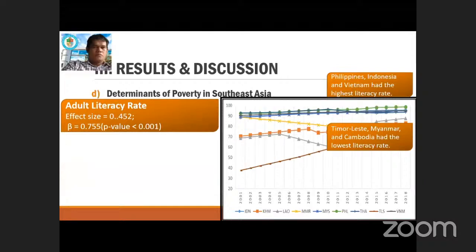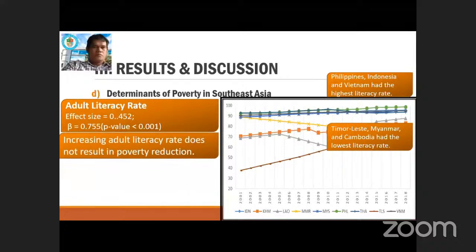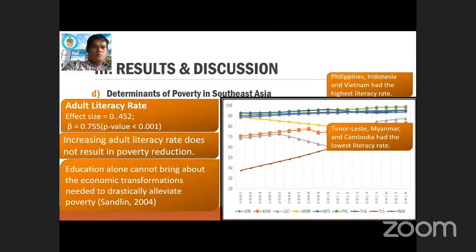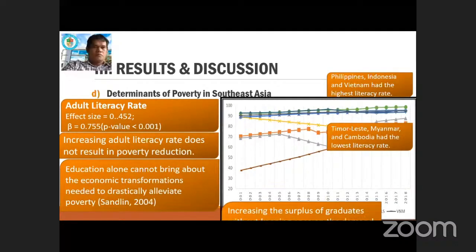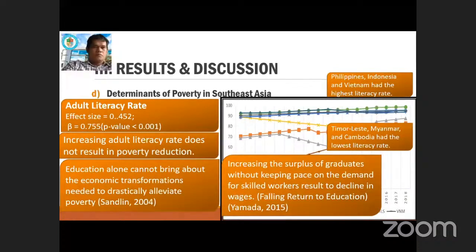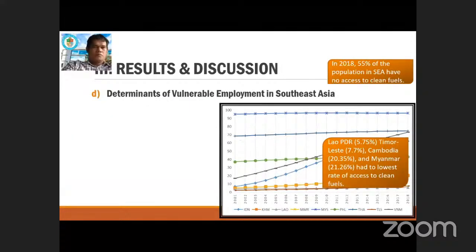Adult literacy is a significant predictor of poverty in Southeast Asia. However, the model points out that increasing adult literacy does not reduce poverty in the ASEAN countries. A similar contention was raised by Sandlin, pointing out that education alone cannot bring about the economic transformations needed to drastically alleviate poverty. Increasing the supply of graduates without keeping pace with the demand growth for skilled workers would result in the relative decline in wages. This is what analysts term as a falling return to education.